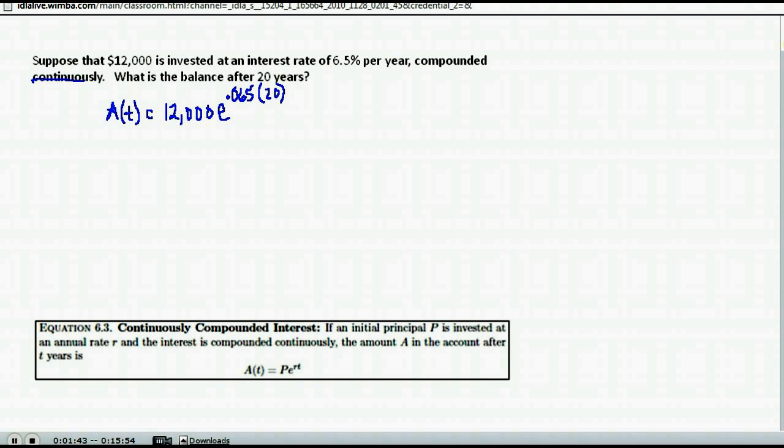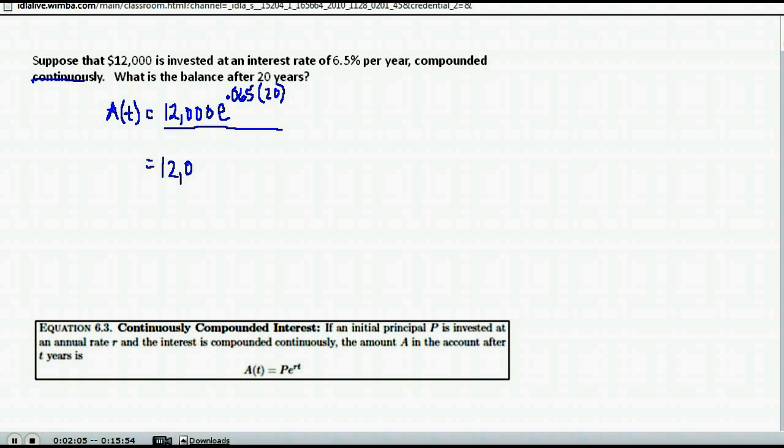was 20 years. Notice we're not really solving for any variables. We just have to evaluate this side of the equation. However, you want to be very careful. Order of operations is crucial. So first we need to find out what that exponent is. So we take 0.065 times 20, and we get 1.3.